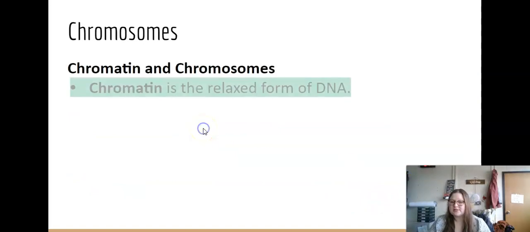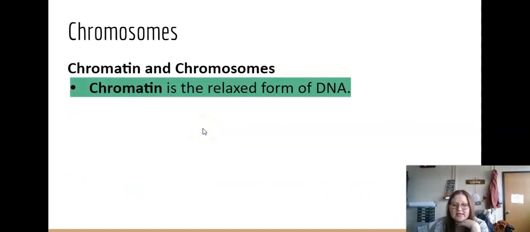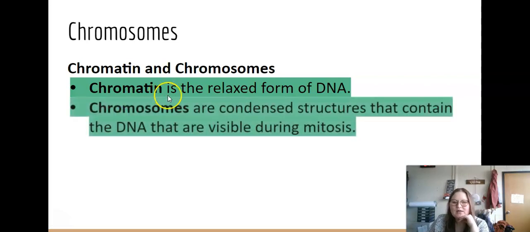Chromatin and chromosomes are the last thing we're going to go over for this quick lesson. Chromatin is the relaxed form of DNA. When we think about DNA, it is those double helixes. We will learn more specifically about DNA, but DNA is a double helix. Chromatin is a relaxed form.